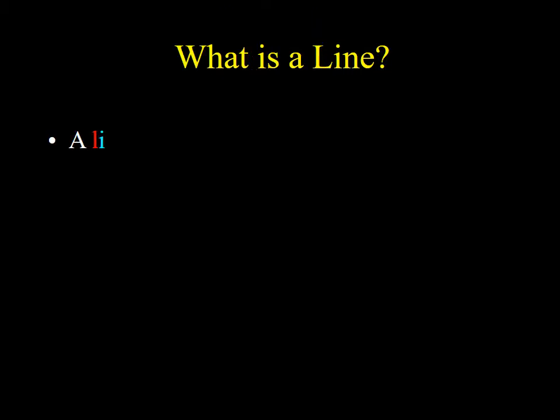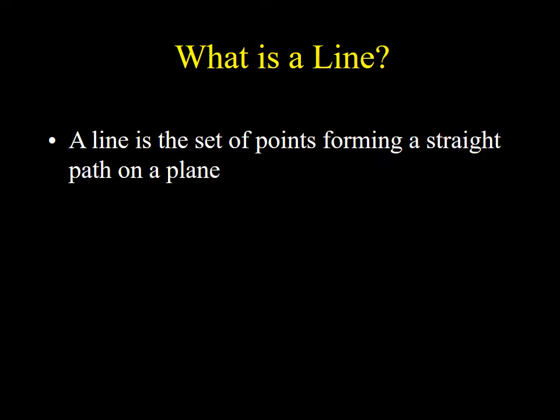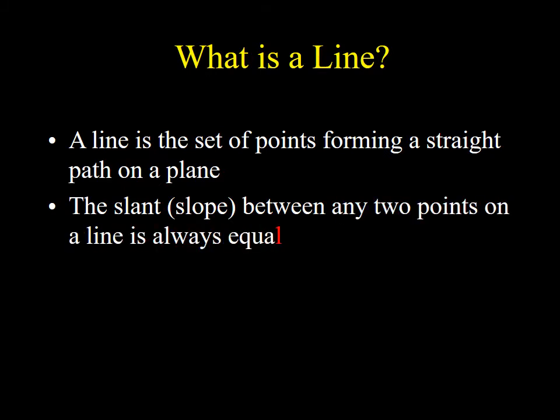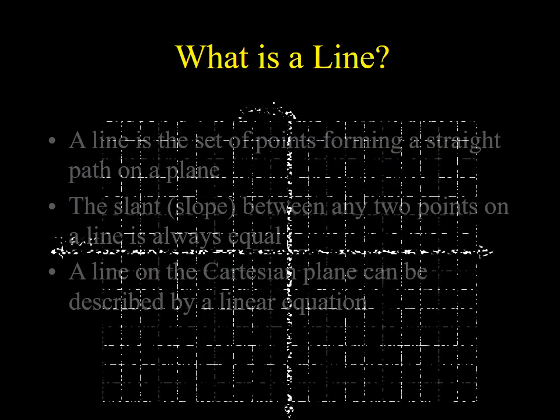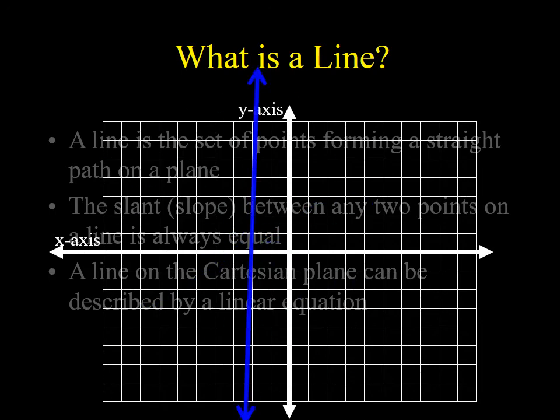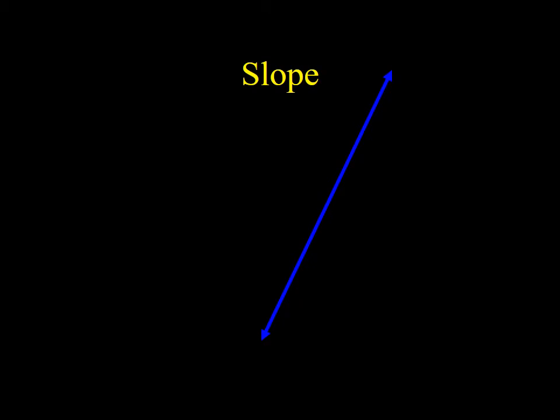What is a line? A line is the set of points forming a straight path on a plane. The slope between any 2 points on a line is always equal. A line on the Cartesian plane can be described by a linear equation. For example, this straight line. The slope describes the direction of the line.